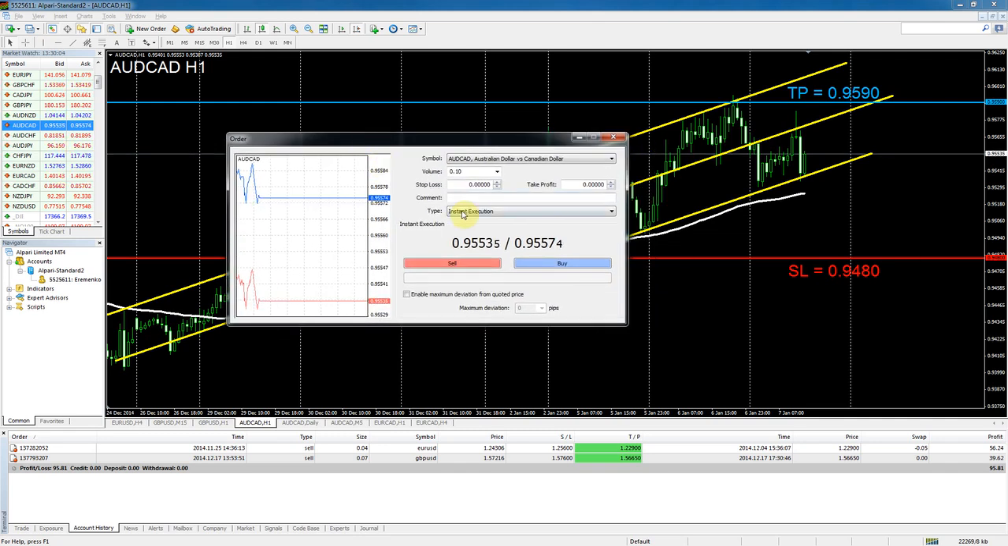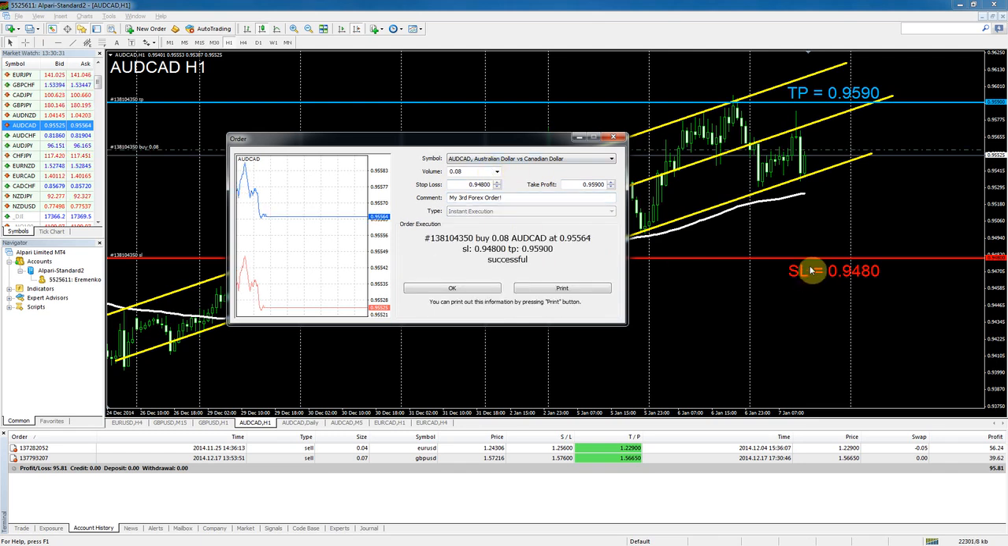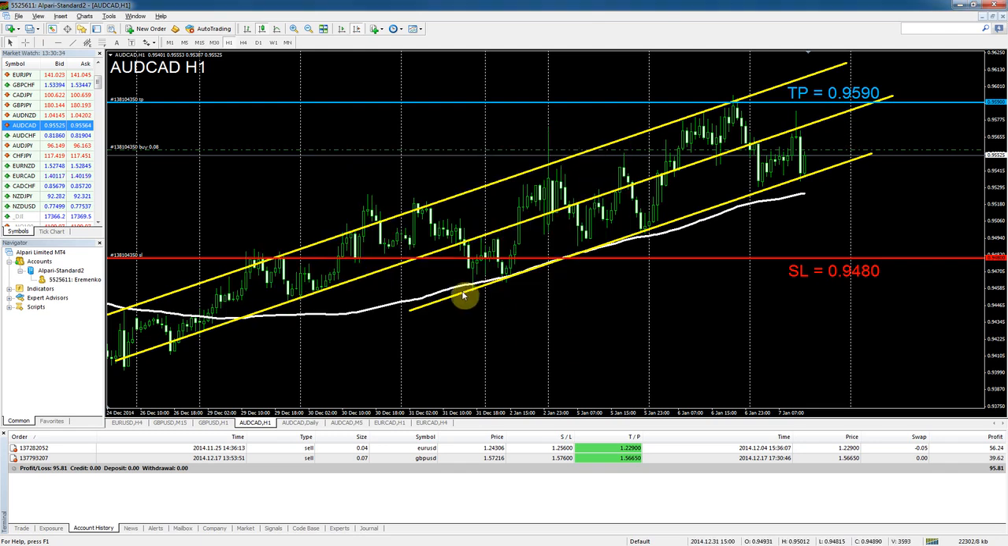The order screen pops up, and so we'll type in 0.08 lots. Stop loss is 0.9480. Take profit 0.9590. Comment: my third forex order, and instant execution. We want to create a buy order. Everything's ready. Just double check very quickly. Currency pair is correct. Click buy, and voila, the order is ready.